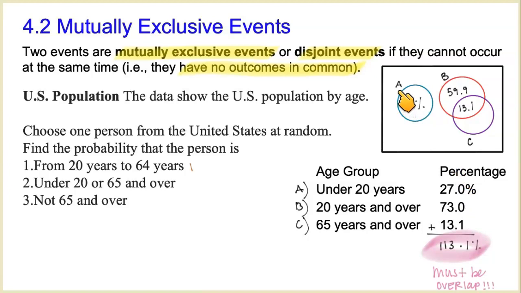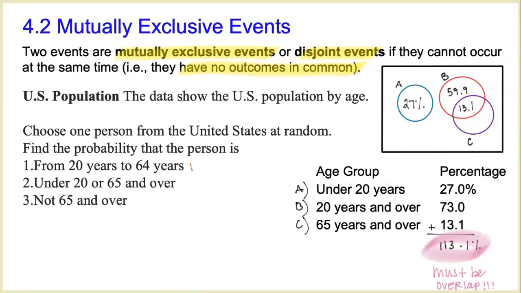If we compare event A to event B, those are mutually exclusive because they have nothing in common. If I compare group A to group C, those are mutually exclusive. They have nothing in common. But group B and group C are not mutually exclusive because they have information in common. So they would be not disjoint events.